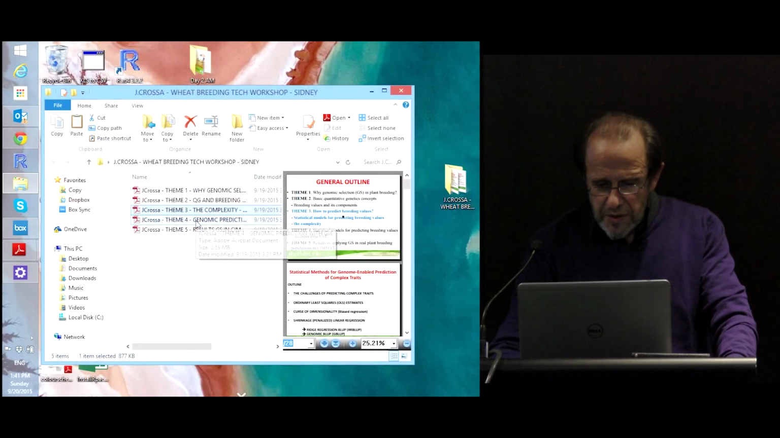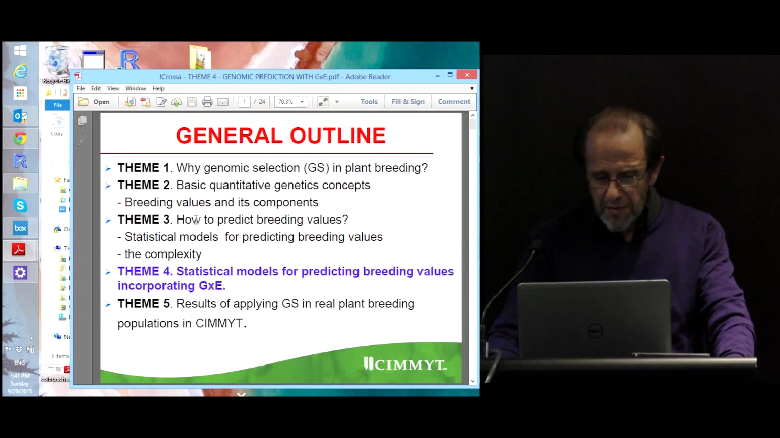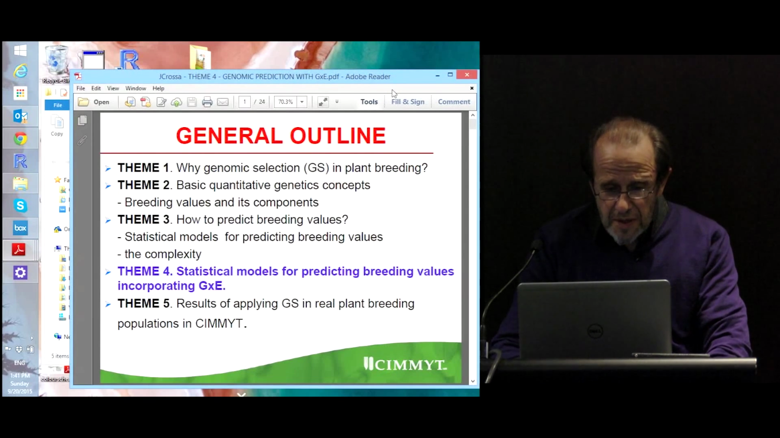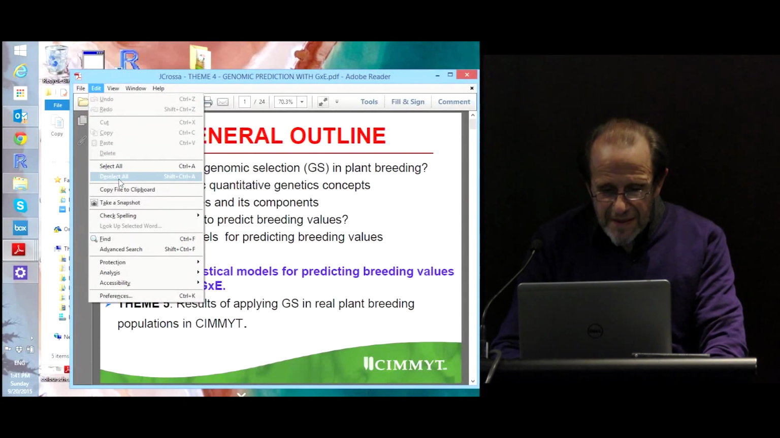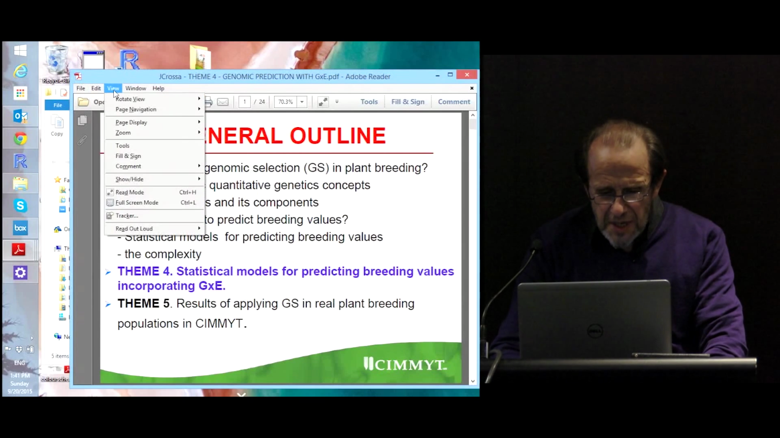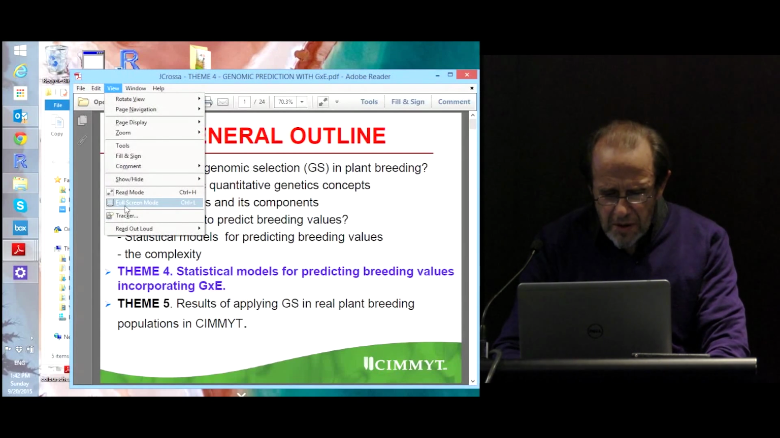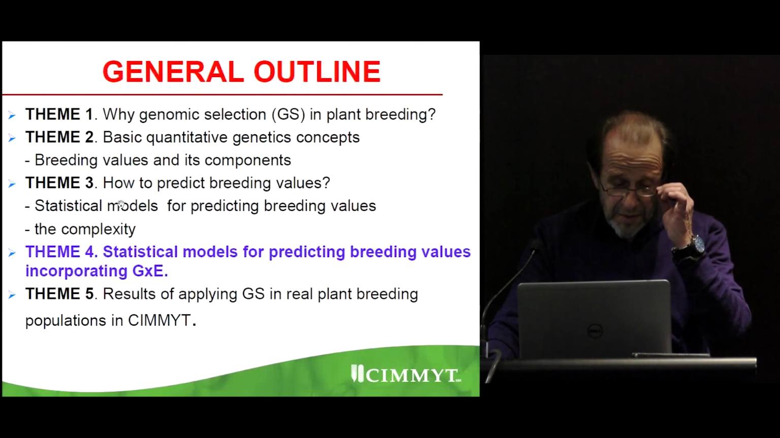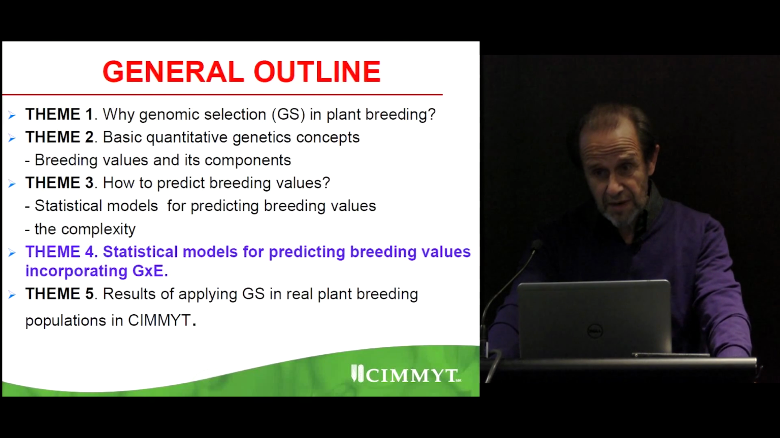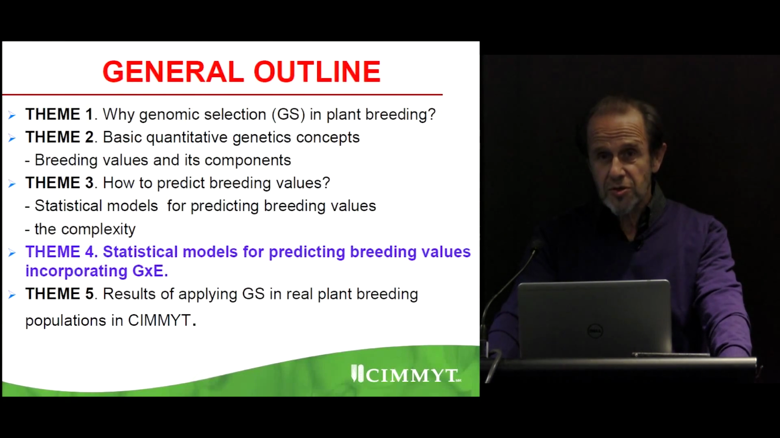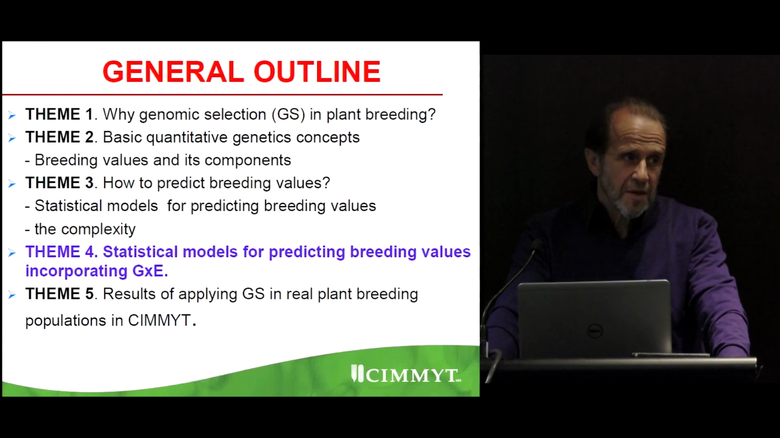So, genomic prediction with G by E: we have done a couple of models for incorporating G by E. These are some of the models we work with. Others are the models that Nicolas Heslot and Mark and Jean-Luc have developed, also using environmental covariables. So those are the two types of G by E models that we've been using.